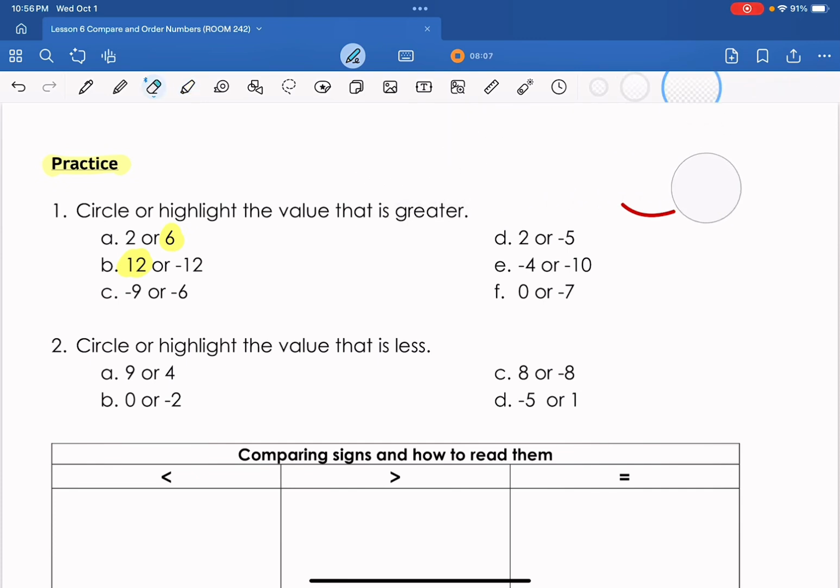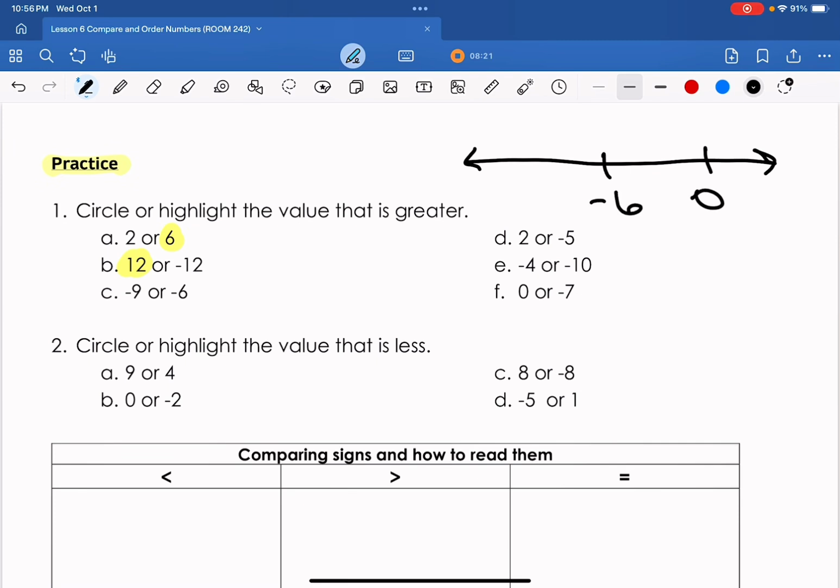We have -9 or -6. So let's draw our number line. Let's say 0 is right here. -6 is going to be here, and -9 here. I'm going to plot my dots.